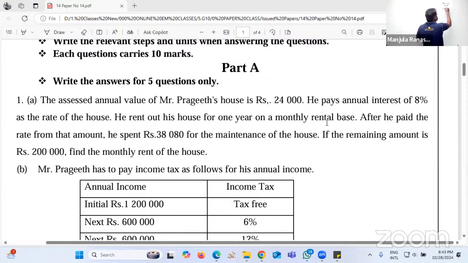So one expenditure is the annual rate, then the maintenance, rupees 38,080. How is the annual rate calculated? It is 8% of the annual assessed value, that is 24,000. That is the first expenditure, and this is the second expenditure. The third one: after paying these things, the remaining amount is rupees 200,000. So now you can see that the total earning of this person is the sum of these three figures, right?